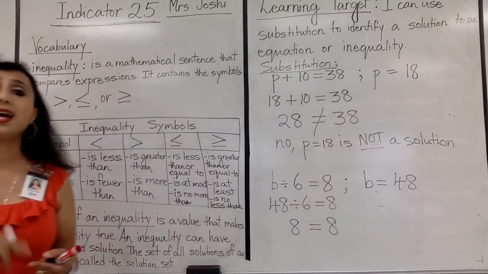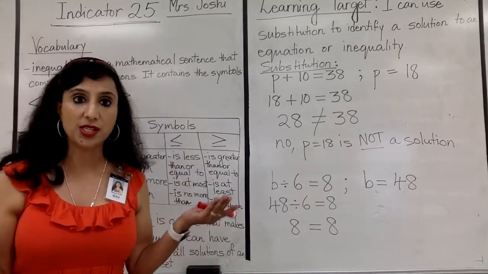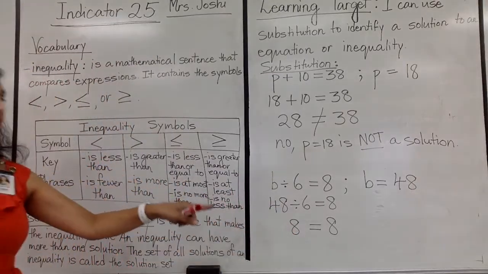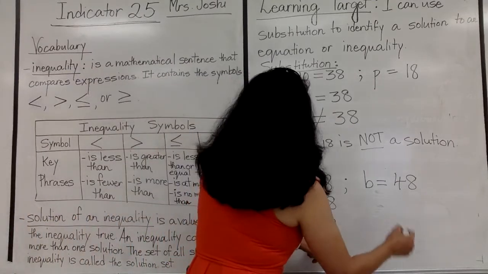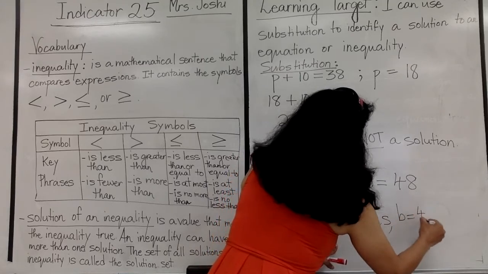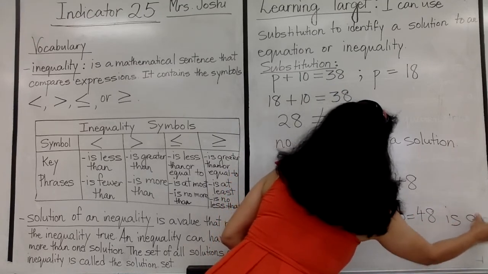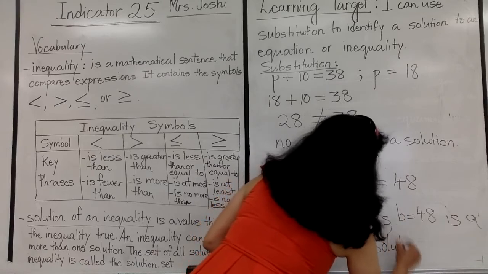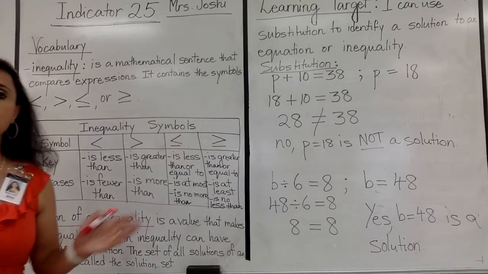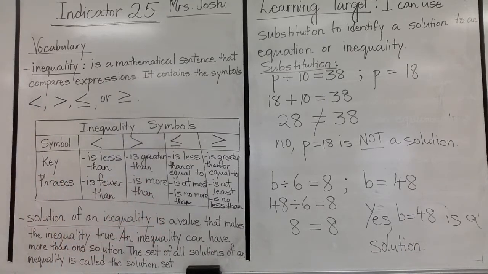In an equation, both sides have got to be identical because it's an equation, it's a balance. So here we are saying 8 is equal to 8. And so therefore, yes, b equal to 48 is a solution to this equation. Okay, so that definitely is a solution to this equation. So this is basically what substitution is. Let's go ahead and solve some problems with an inequality now.